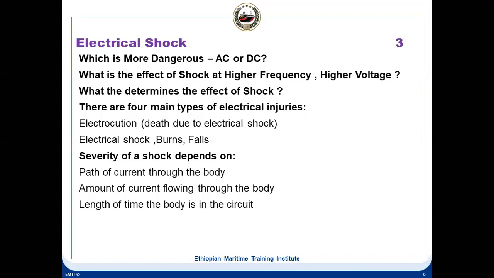Second, what is the effect of shock at higher frequencies? Higher frequency means impedance is increased, so the current is reduced. Higher frequency means lesser current. Higher voltage means the current is going to be high, because I = V/R. So higher the voltage, higher the current. What is the effect of shock at higher frequency and higher voltage? What determines the effect of shock?